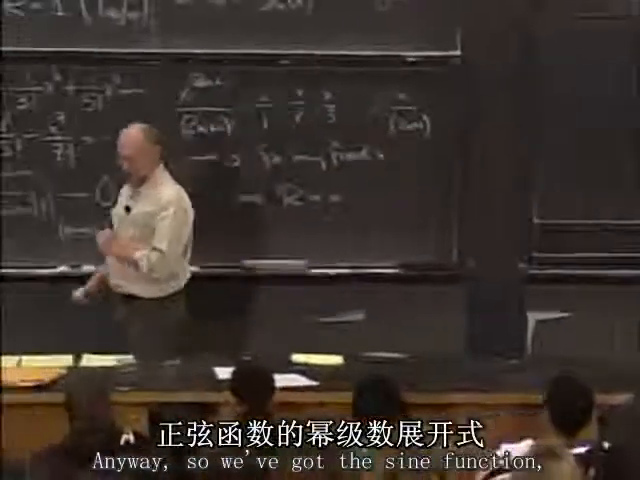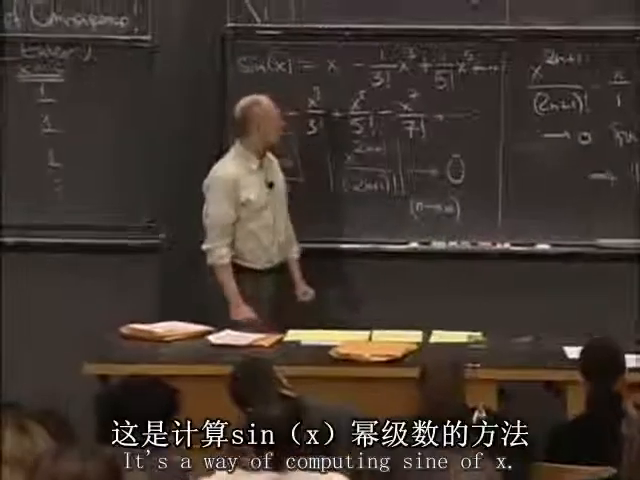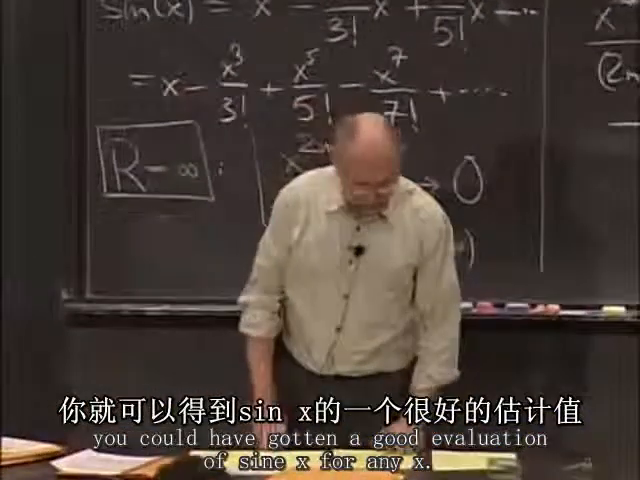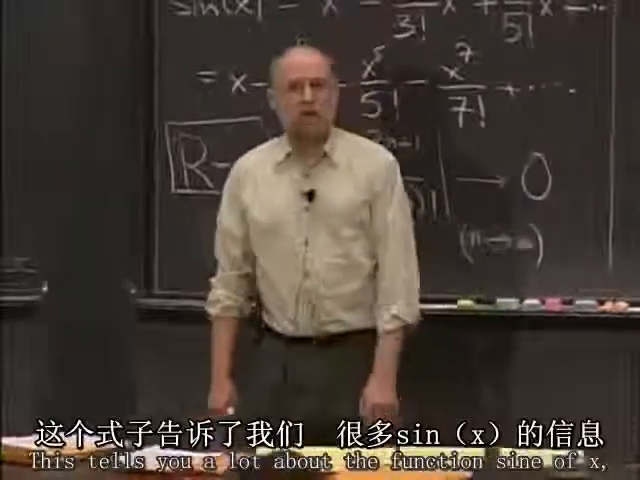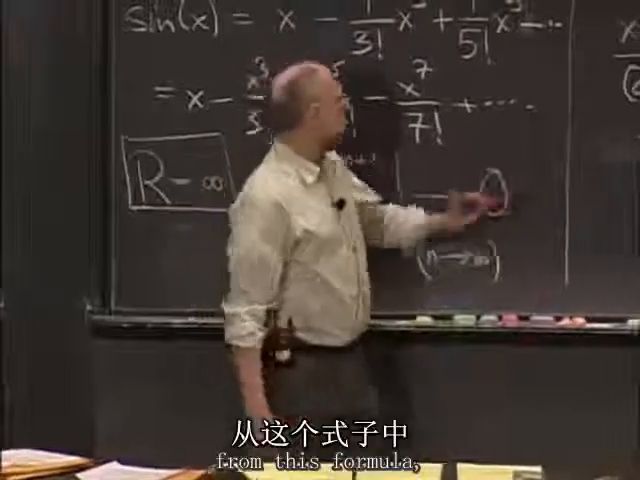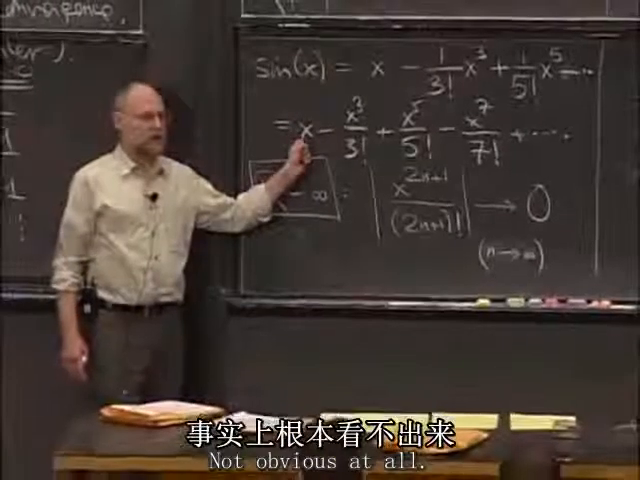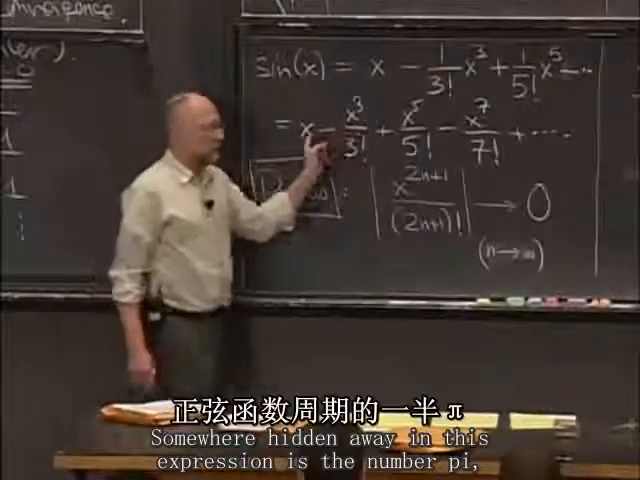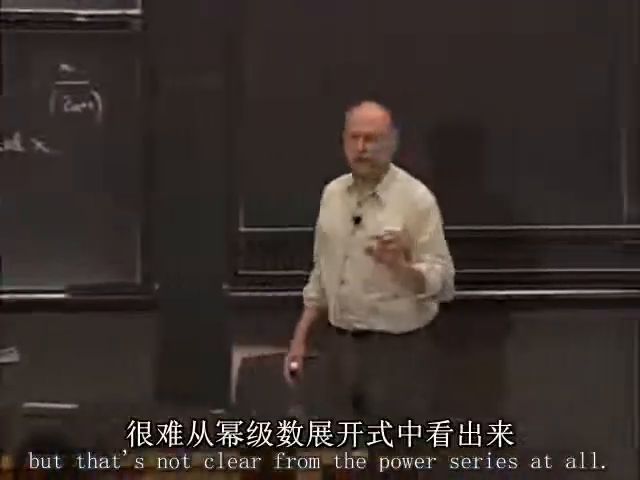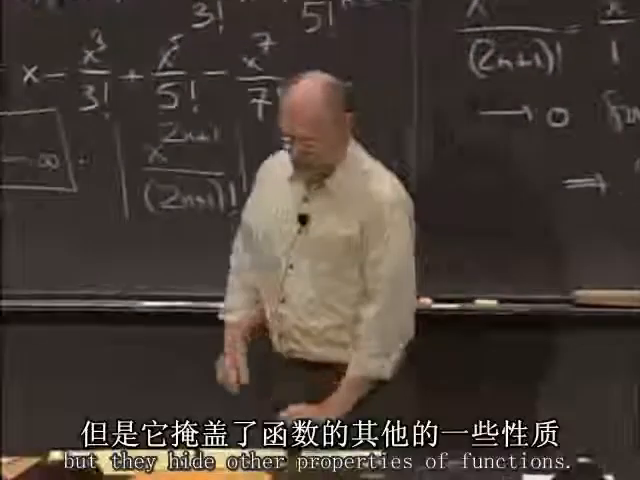Anyway, so we've got the sine function, a new function with its own power series. It's a way of computing the sine of x. If you take enough terms, you'll get a good evaluation of the sine of x for any x. This tells you a lot about the function sine of x, but not everything at all. For example, from this formula, it's very hard to see that the sine of x is periodic. Not obvious at all. Somewhere hidden away in this expression is the number pi, half the period. But that's not clear from the power series at all. So power series are very good for some things, but they hide other properties of functions.